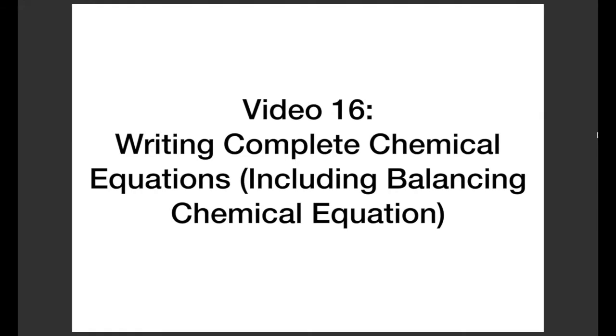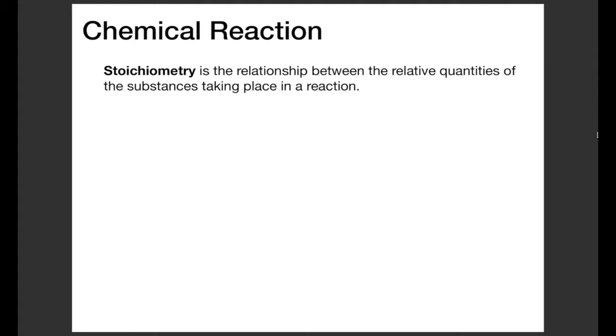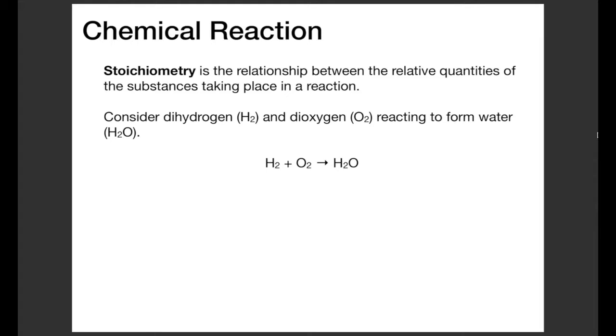In this video, I'll go over how to balance chemical equations, and also go over a few other topics concerning writing chemical equations. Chemical reactions occur in specific ratios of reactants and products. The subject of chemistry dealing with the relationship between the relative quantities of the substances involved in a chemical reaction is called stoichiometry. Let's consider the Hindenburg reaction, dihydrogen reacting with dioxygen forming water.